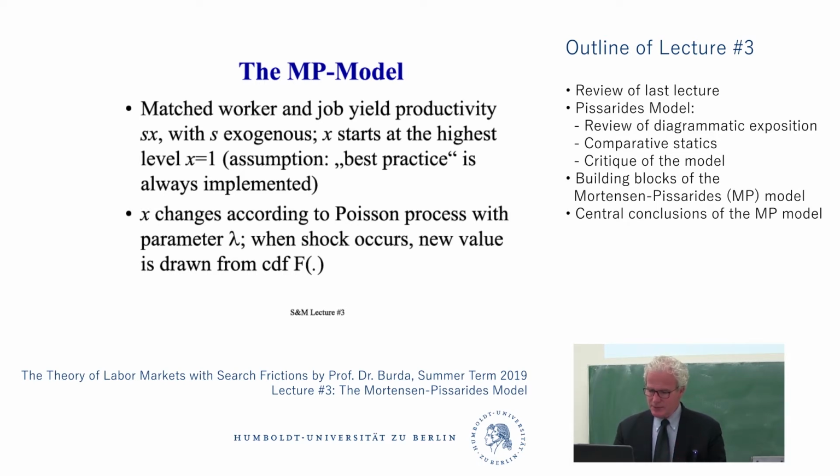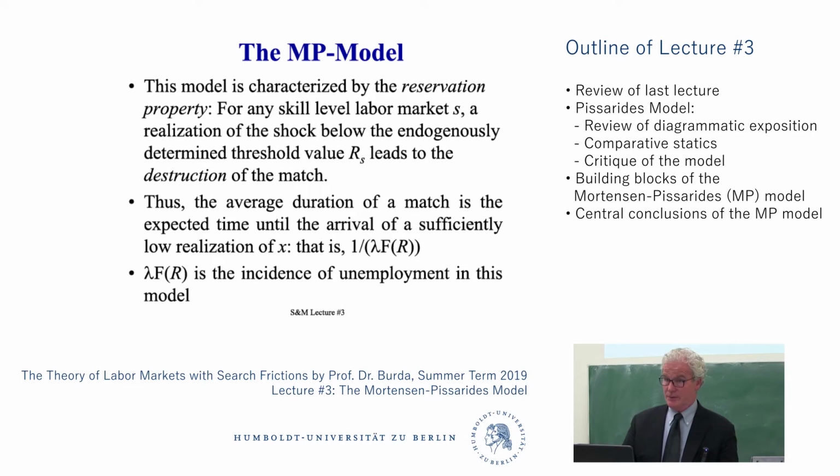X changes according to this Poisson process, parameter lambda, as I told you already, and the shock is drawn from the CDF. Therefore the reservation property holds. This really holds because the model is cooked so that it holds. There are lots of different models we can think about, and we will talk about later, where the reservation property has to be proved. But right now, the optimal behavior of the firm and the worker in a match will be that anytime we have a Poisson incidence and productivity falls below this R, which I write R_S here because it's conditional on the skill, the match ends. You can get rid of S later on, we will.